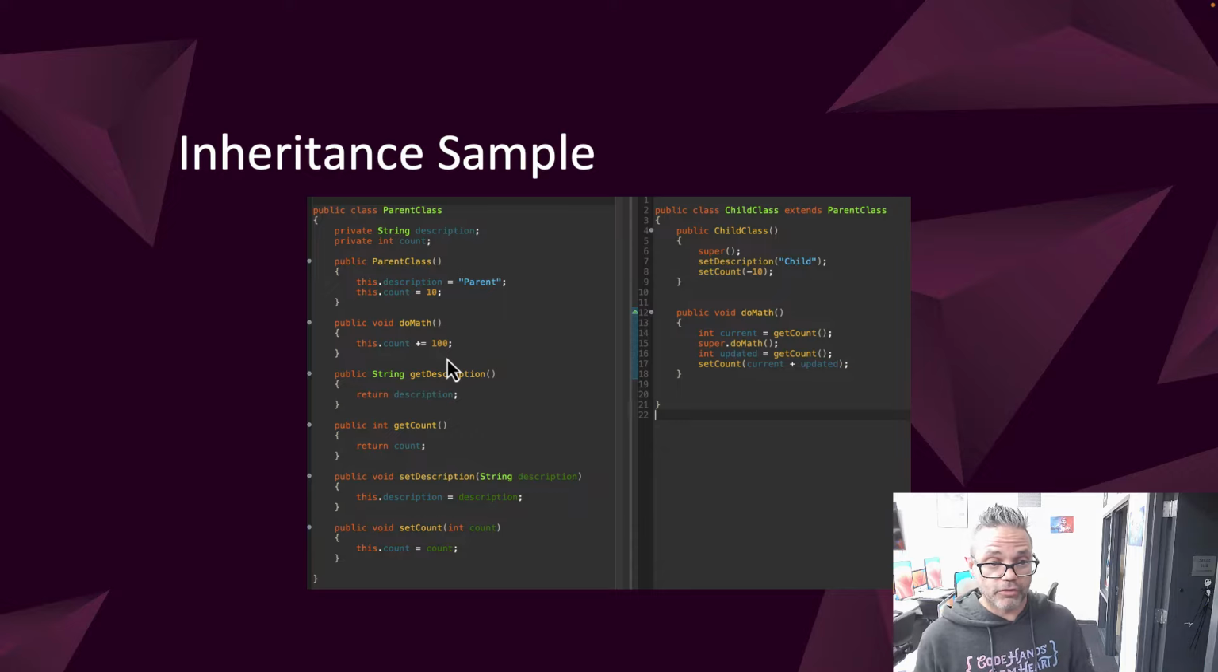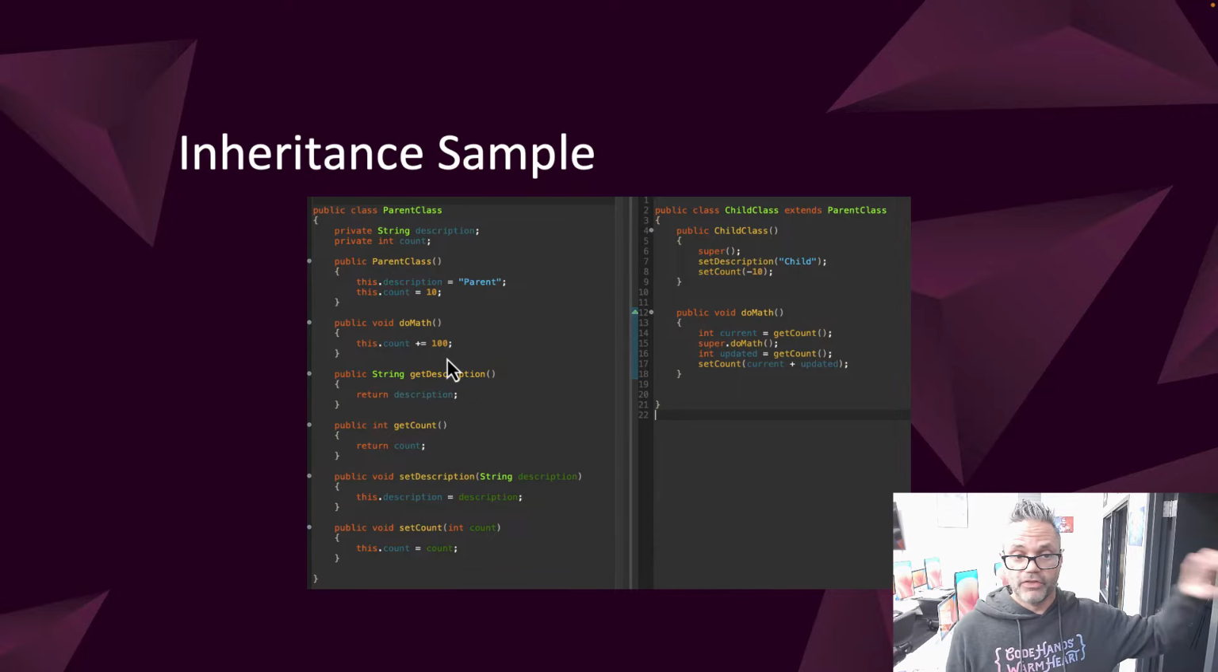Its do method overrides the original version, and it says, hey, current, you're assigned the value of get count. I'm going to call super.doMath, so I can use the super dot to call a parent method. Then I'm going to say update is to be get count. I'm going to do the set count to reassign a value now to be current plus updated, so I can add that value back in and set that as the new value for the count variable.